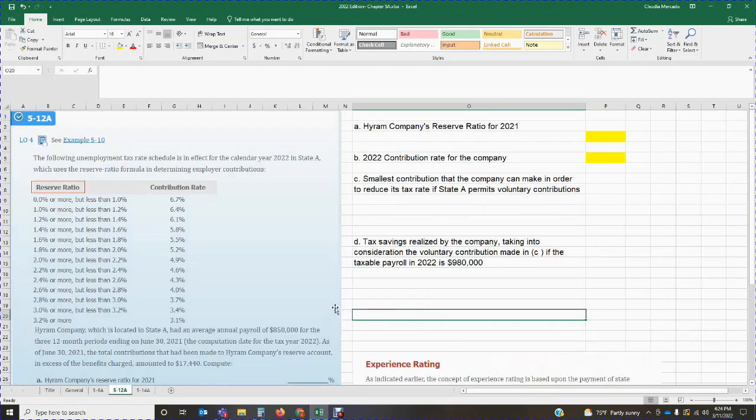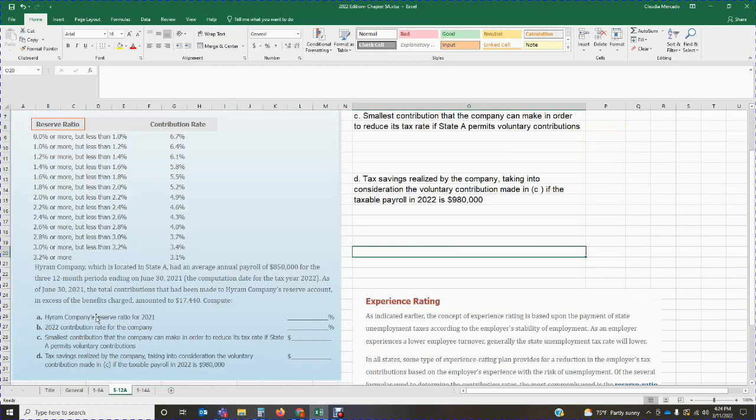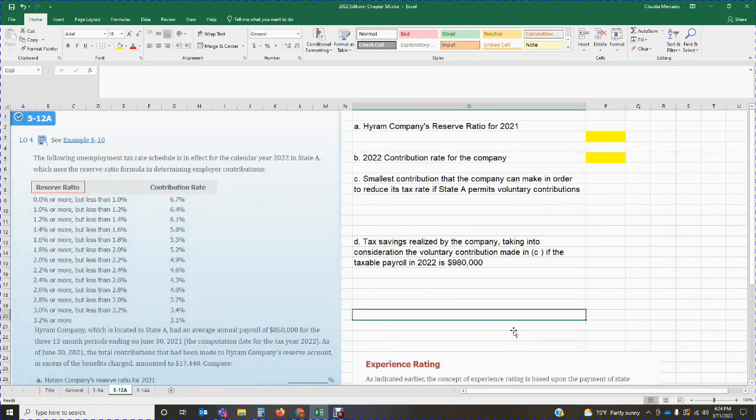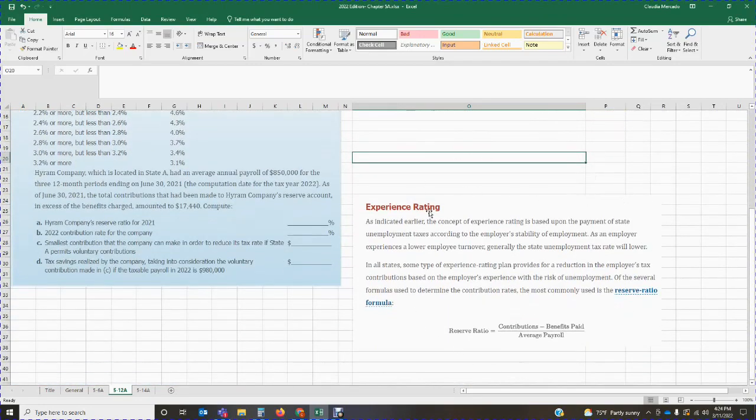Okay? So, the first requirement that they're asking us to do is letter A, which is Iram Company's reserve ratio for 2021. We have to calculate the reserve ratio for 2021. Okay? Now, in your textbook, there's a section that talks about experience rating. It basically states that the concept of the experience rating is based upon the payment of state unemployment taxes according to the employer's stability of employment. As an employer experiences lower employee turnover, generally the state unemployment tax rate will be lower, okay, which makes sense. The fewer people that are unemployed, the less taxes you pay, okay?